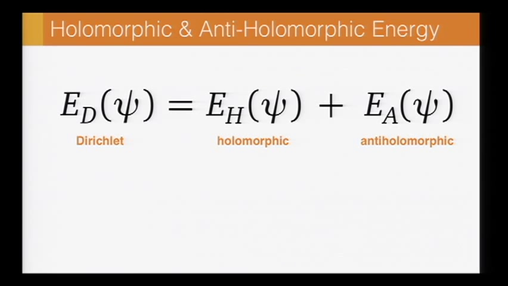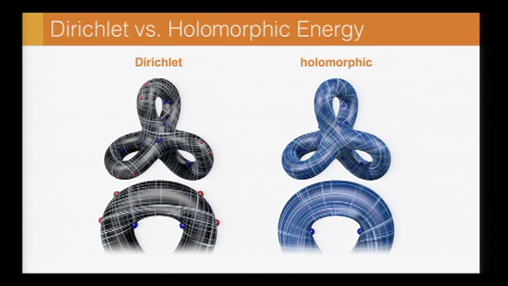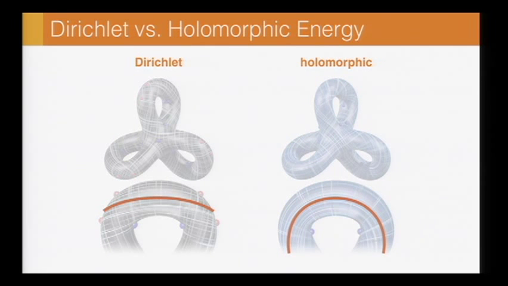To get a little more control over the appearance of our field, we can break this Dirichlet energy up into two parts, something called the holomorphic and the anti-holomorphic part. And then we can define our smoothness energy as an interpolation between these different energies. What this means in practice is, for instance, on this triple torus, the holomorphic energy is going to give us a solution with a lot fewer singularities, but the Dirichlet energy is going to give us a solution with straighter integral curves, straighter field lines. And so we have this very natural trade-off between number of singularities and straightness of these curves.